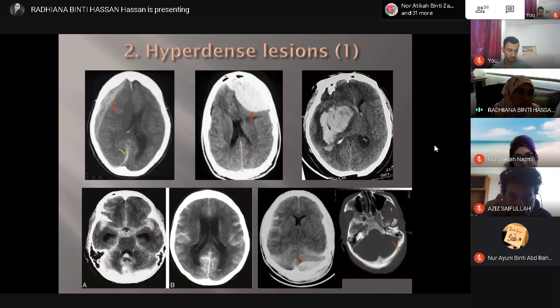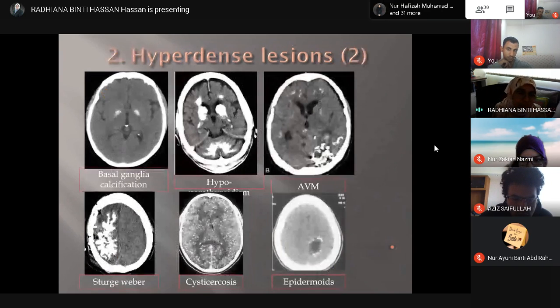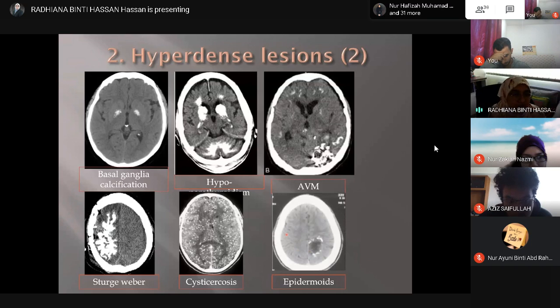Okay, hemorrhage. So you see this is subdural hemorrhage, this is extradural hemorrhage, this is intraparenchymal hemorrhage, this is subarachnoid hemorrhage. Okay, so another extradural hemorrhage, and if given bone window, then you describe the bone findings also. But sometimes the hyperdense lesion, you can also have calcification. For example, this one you see almost symmetrical calcification.